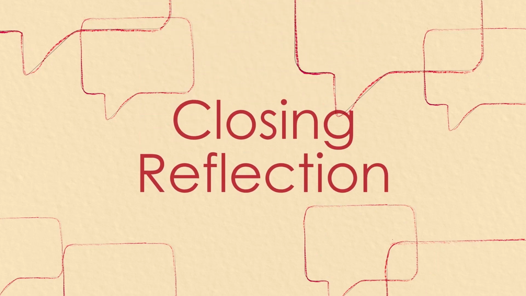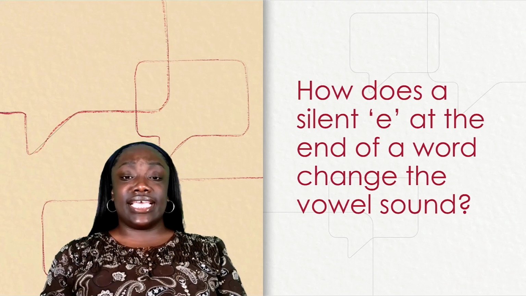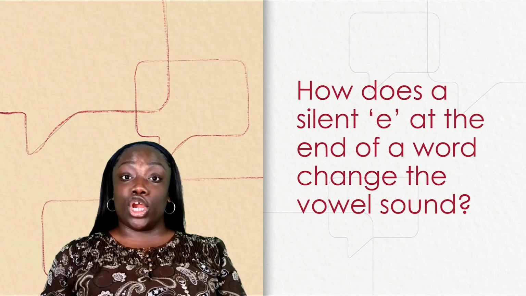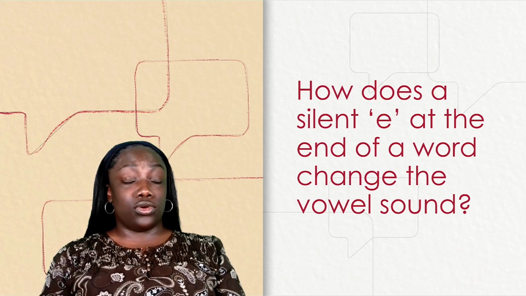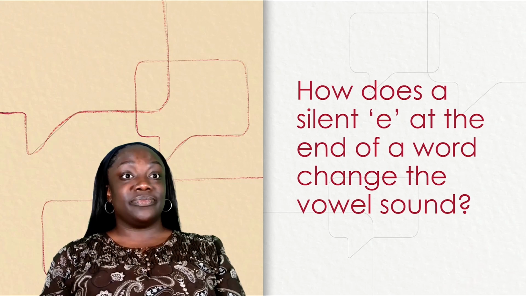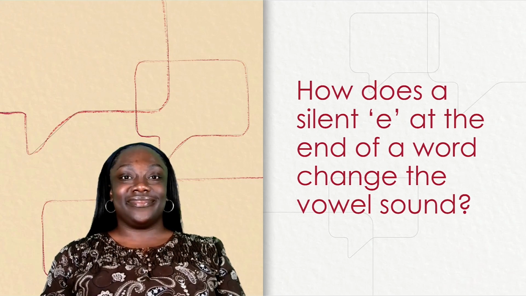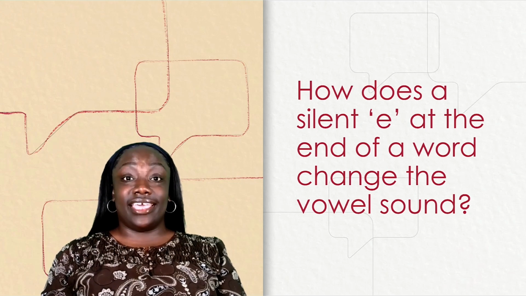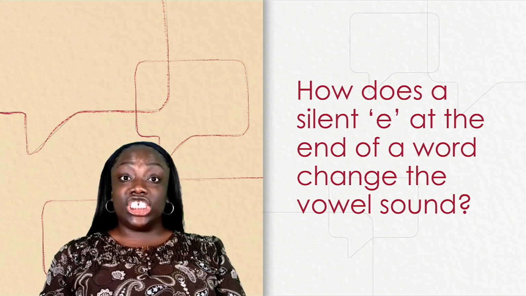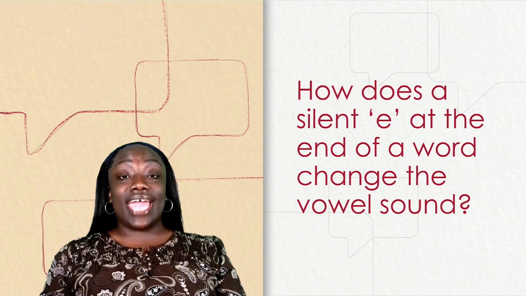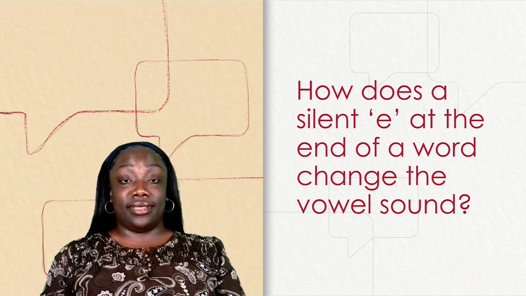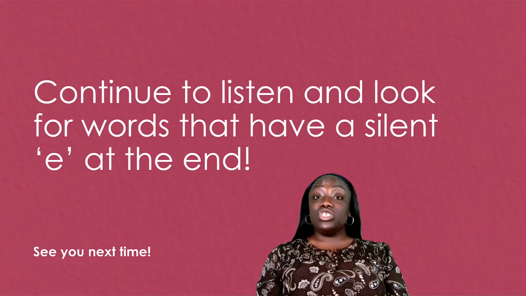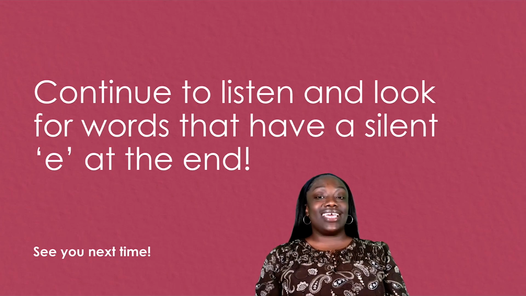Closing reflection. How does a silent E at the end of a word change the vowel sound? The silent E at the end of a word changes the vowel sound so that it says its name. Continue to listen and look for words that have a silent E at the end.